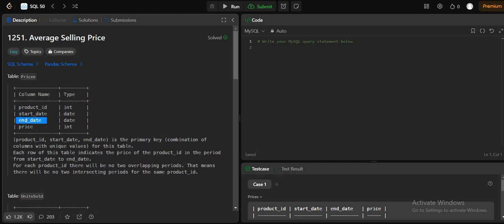Now another thing is, for each product ID there will be no two overlapping periods. So for every product ID there will be no overlapping periods. In every row the starting date and ending date will be unique. That means there will be no two intersecting periods for the same product ID.